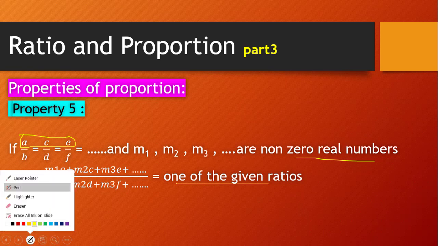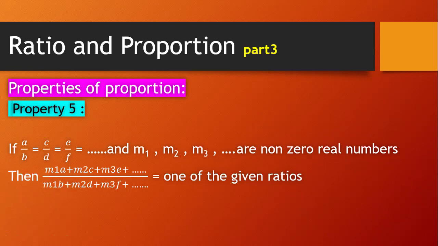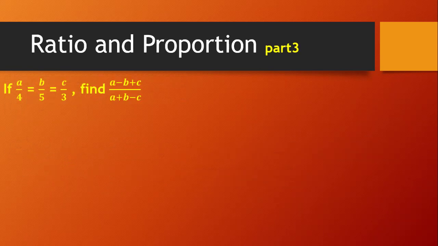Okay, let's see how we can apply this property. Here, for example, A over 4 equals B over 5 equals C over 3. I want to find A minus B plus C. Look at the numerator at first. Look at here. I have A minus B plus C. So I should multiply the second. If I add here A plus B plus C, I don't want A plus B plus C. I want A minus B.